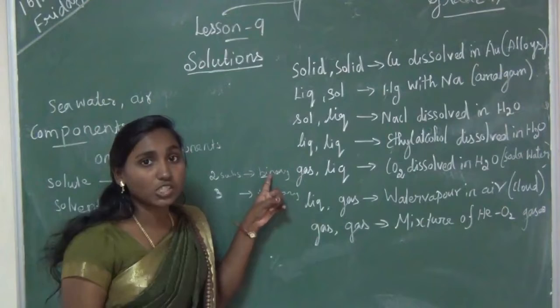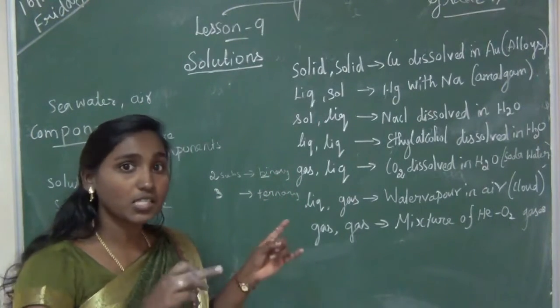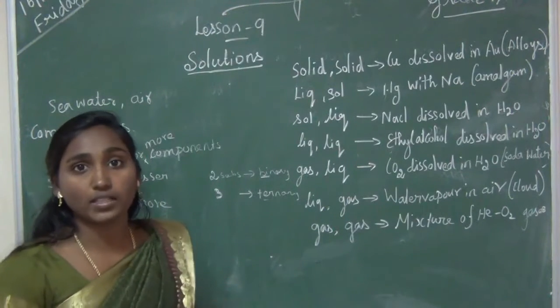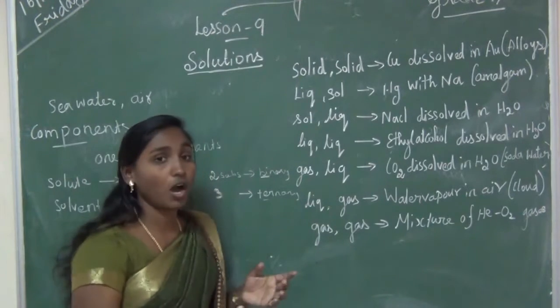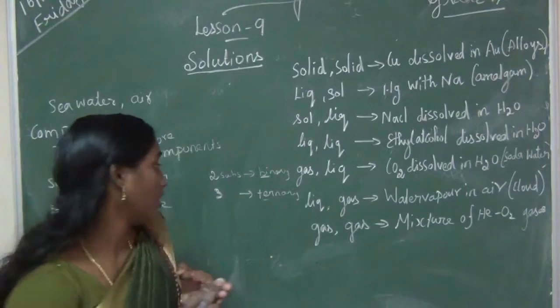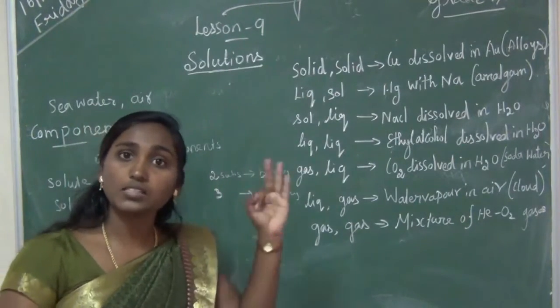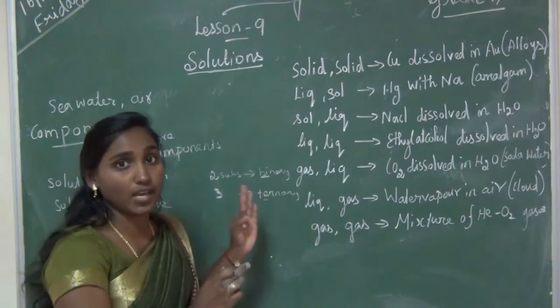And binary solution, a lot of examples we can say: salt plus water. Here salt and water, so two components. Sugar plus water, then copper sulfate plus water, a lot of substances we can say. So copper sulfate solution, sugar solution. Okay, this ternary substance: sugar, salt and water. Three components are present there.